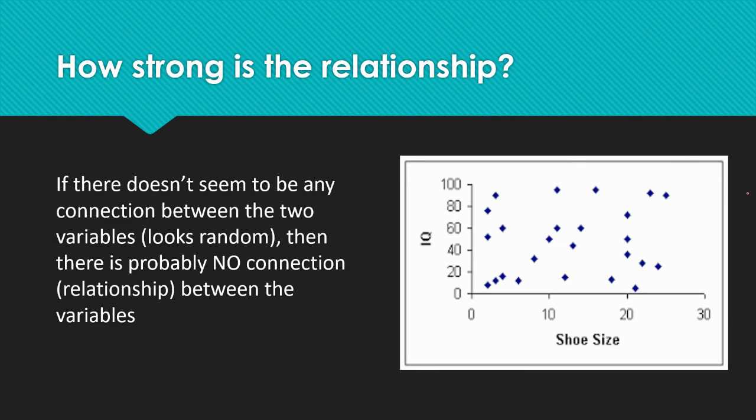If there doesn't seem to be any connection between the two variables, it looks random, then there's probably no connection and there is no relationship. And this example is shoe size, which is an independent variable on the x-axis, and IQ on the y-axis. And this is probably what our hypothesis said. It doesn't matter what your shoe size is, it doesn't affect your IQ. And so the dots are all over the place. You can't draw a good line of best fit.